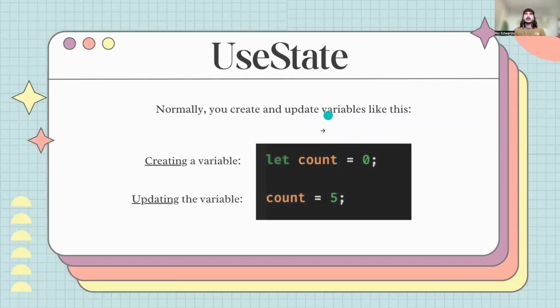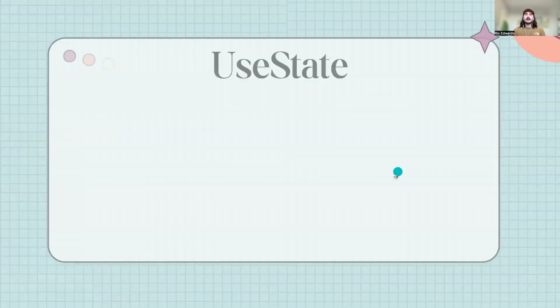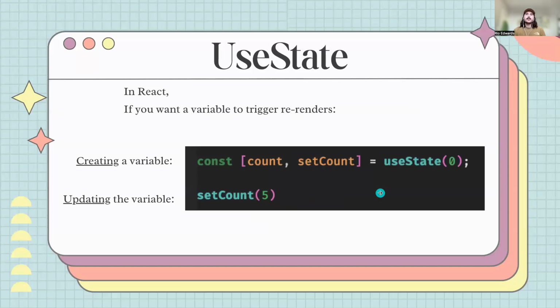So normally, this is how we create variables. You can create a variable, let count equals 0, and then you can update the variable, count equals 5. Pretty simple, pretty basic. We've all seen this. And in React, they just made it a little bit more complicated, but that's kind of the contract that we have with React. If we want it to manage our DOM updating for us, we have to create variables and update them in this special syntax.